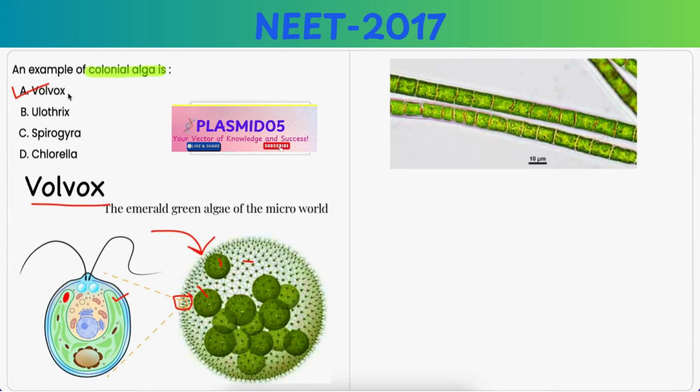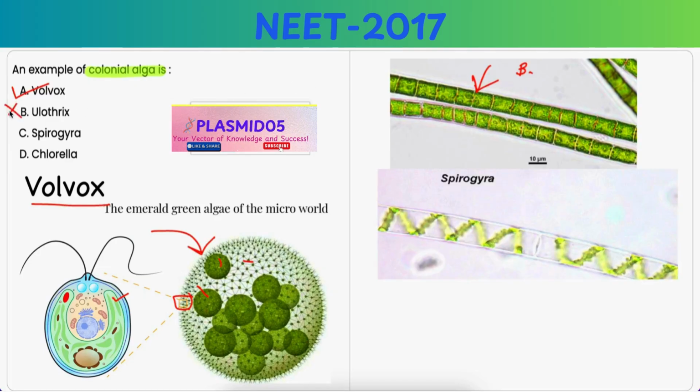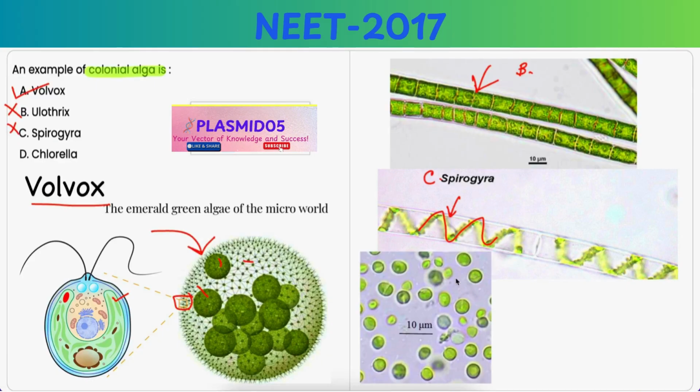Option B, Oedogonium. It is incorrect because it is a filamentous alga and not colonial. Option C, Spirogyra. It is also incorrect because it is also a filamentous alga and it is even characterized by spiral chloroplasts. Option D, Chlorella. It is incorrect because Chlorella is a unicellular alga and it does not form colonies.